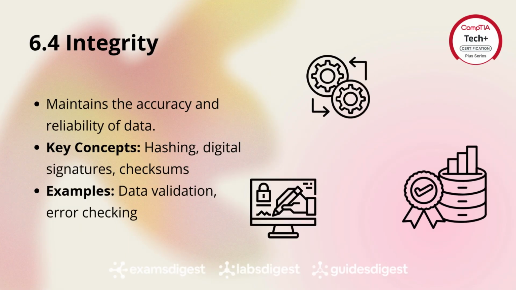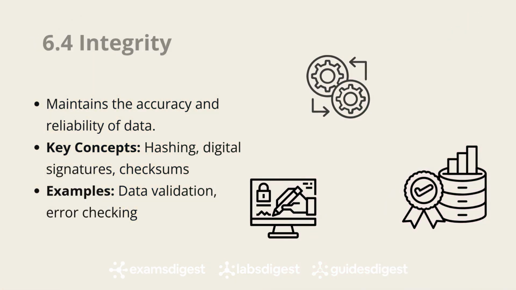Integrity refers to the accuracy and reliability of data. It ensures that information remains unaltered during storage, transmission, and processing unless changes are authorized and documented. Techniques like hashing, digital signatures, and checksums are used to maintain data integrity. For instance, a checksum can verify that a file has not been tampered with during download.